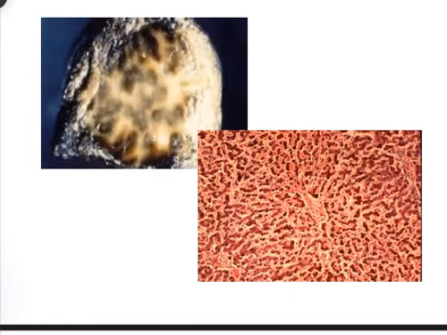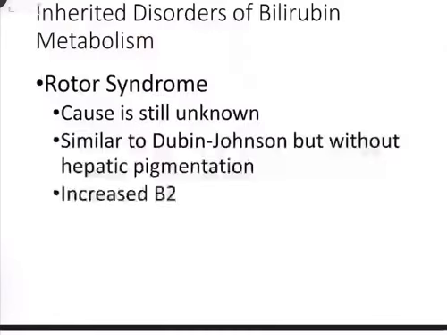Okay. Next, you do have Rotor syndrome. Its cause is still unknown. Similar to Dubin-Johnson, but without hepatic pigmentation. Increased B2.